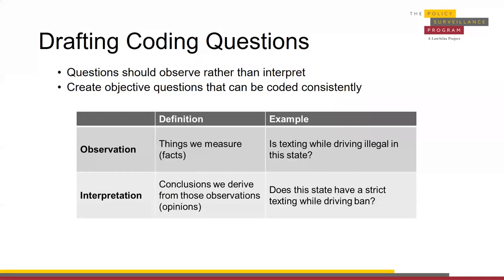So an example is we would write a question of, is texting while driving illegal in the state, as a baseline question. Our researchers will be able to find the answer by just observing the law itself. As opposed to a question that asks, does this state have a strict texting ban while driving? This is a problem because each researcher might have a different definition of what strict means to them. So you might end up with inconsistent coding based on an interpretive question.